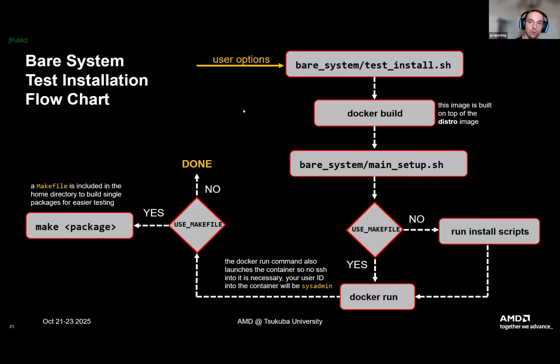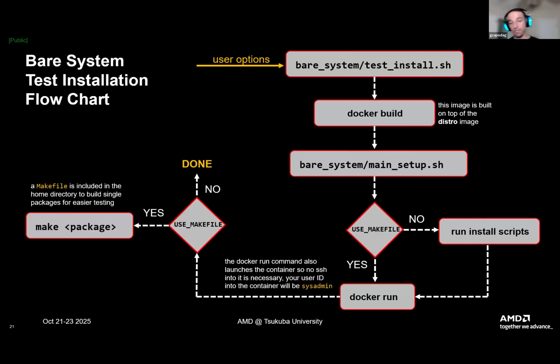So if you run test install, then you'll be put in a container where you can test main setup before you actually deploy it in the wild and install software in your system. There's a quite useful flag that we introduced that's called --use-makefile. So if you set that one to 1, then basically main setup is not gonna run any script. You'll just be inside the image, and then you can install each script.